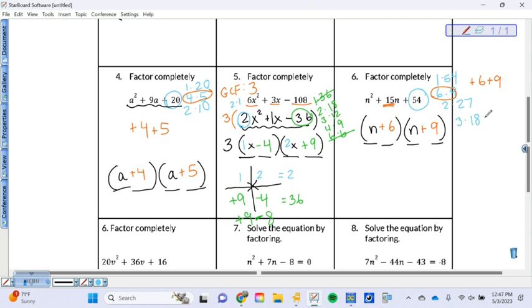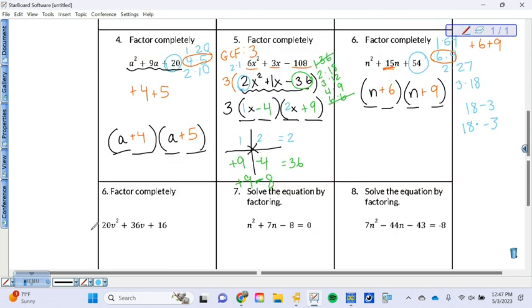Yeah, 3 times 18 is also 54, which, right, I could get to 15, 18 minus 3, but then I'd end up with a positive 18 times negative 3, and that would have given me a negative 54. I want a positive 54, so I have to use the 6 and the 9. Okay.